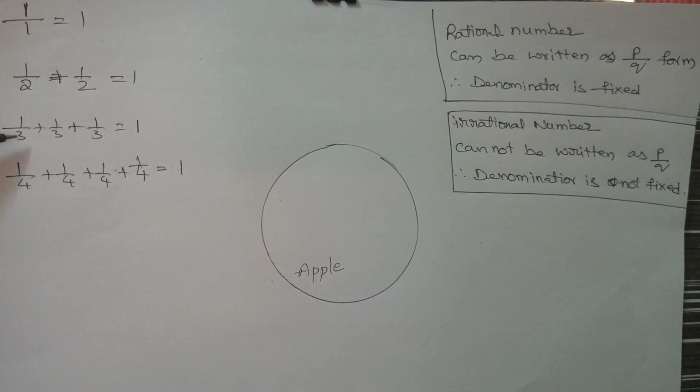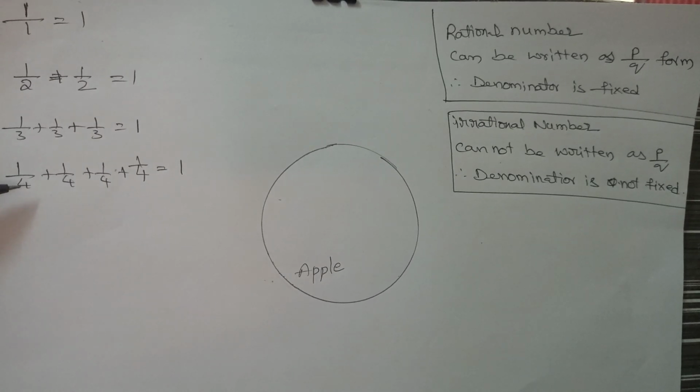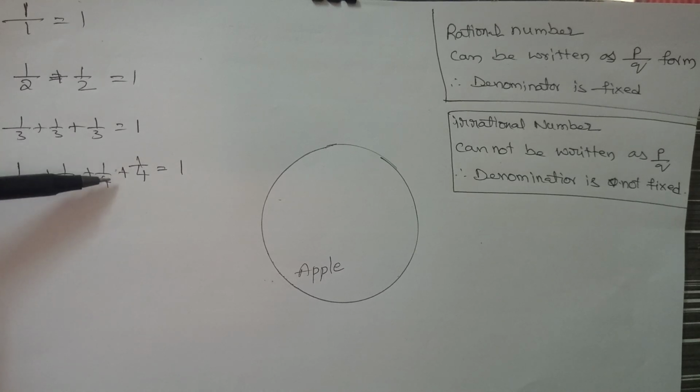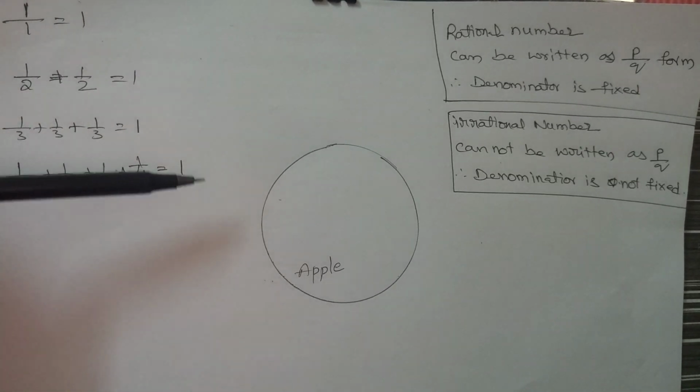Because these parts are known and the division is exact and the denominator is defined. As we know the value of the denominator, and it is 3. In the earlier case, it is 2. And if a fourth person is also added before the cut of the apple, then you will divide it equally into four parts, 1/4, 1/4, 1/4, 1/4. Each person will get 1/4 of the apple. So if you add all the four parts, you will get 1.